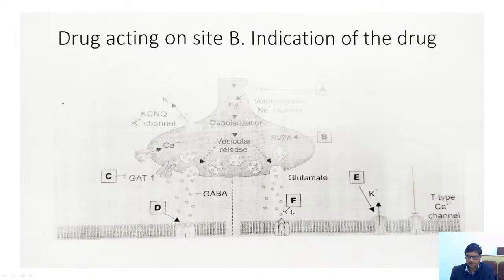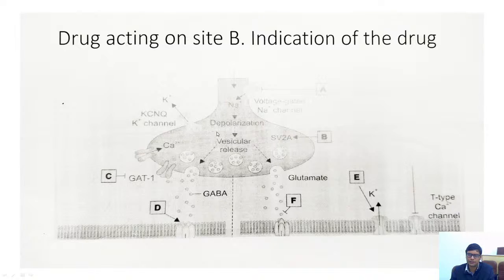For site F, it is the site of glutamate receptor. So glutamate receptor, we have drugs like perampanel, which is a newer class of drug which acts by antagonizing AMPA receptor, which is a type of glutamate receptor. Or felbamate is also a glutamate receptor antagonist. Other than these you can write. T-type calcium channel, again valproate also acts through this T-type calcium channel, so you can write valproate. So any of the sites can be asked.